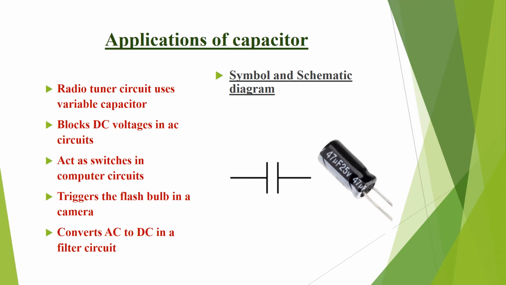The applications of capacitor: a radio tuner circuit uses a variable capacitor, it blocks DC voltages in AC circuits, acts as a switch in computer circuits, triggers the flash bulb in a camera and converts AC to DC in a filter circuit.